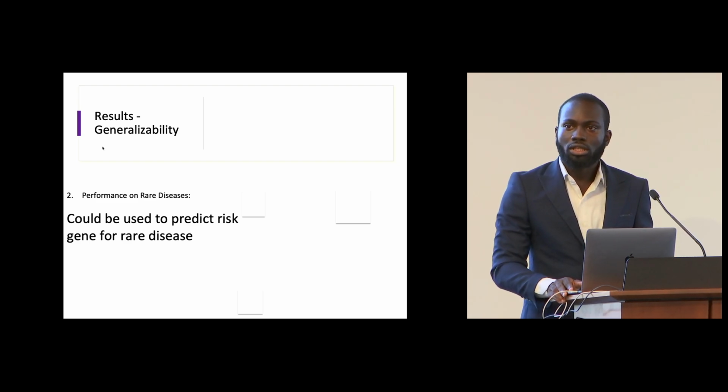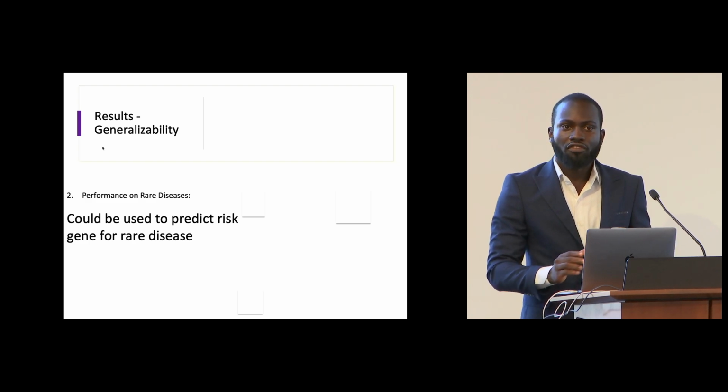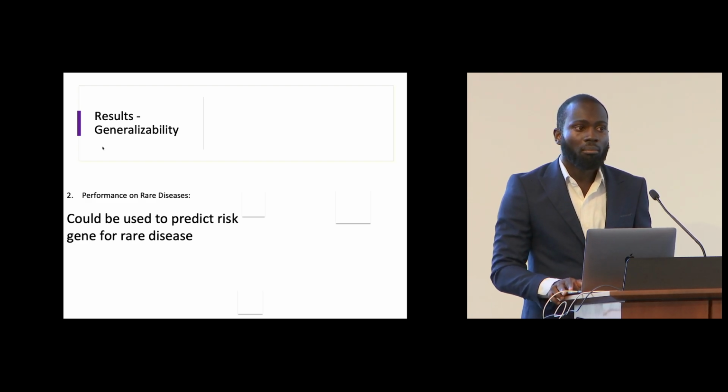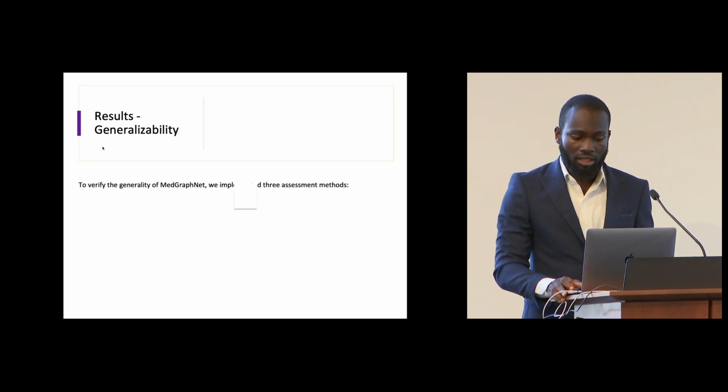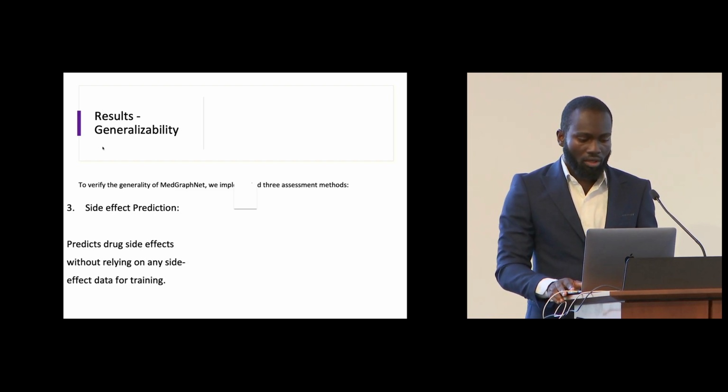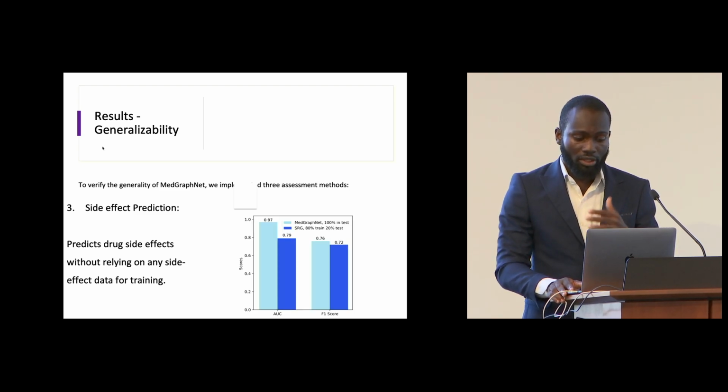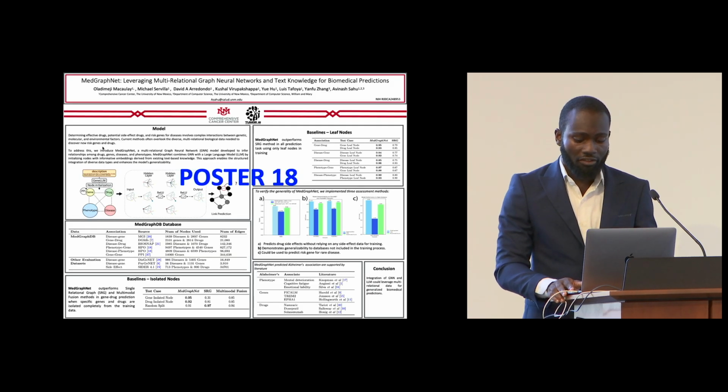And how did we model this? We removed all known information of a particular disease from the graph, which is used to imitate a real-life scenario of a rare disease, and the model was able to perform well. Also, for side effect prediction, we removed the side effect data entirely from the graph and tried to use the model to predict it, and the model performed very well.